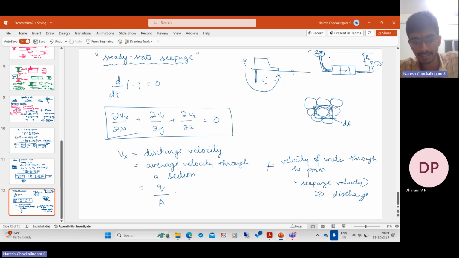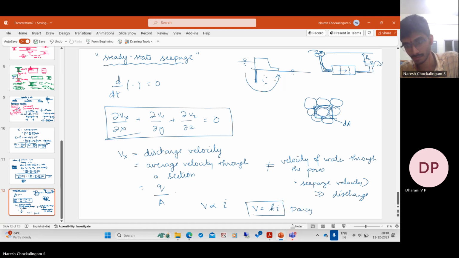And it is observed that the discharge velocity is proportional to this height difference. So if the difference is very high, the water moves faster. And if the difference is small, it moves slowly. So that we can intuitively expect. And that is what is called Darcy's law. So the discharge velocity is proportional to the hydraulic gradient. And the constant of proportionality is something called the permeability. So V is equal to Ki. This is Darcy's law. So K is called the permeability or the hydraulic conductivity.